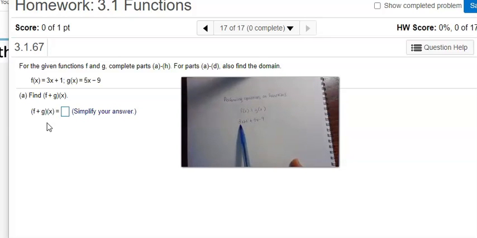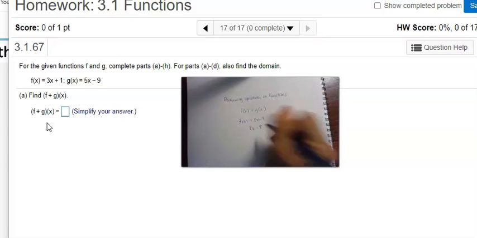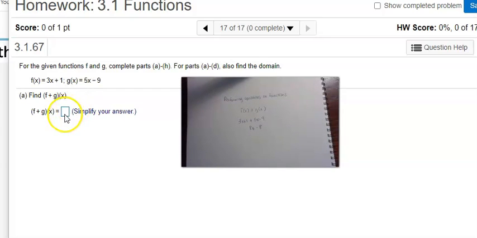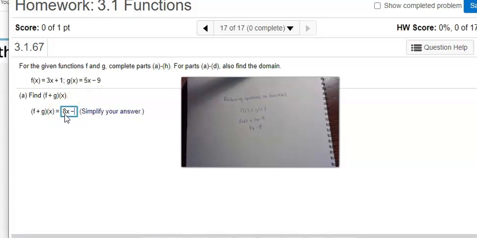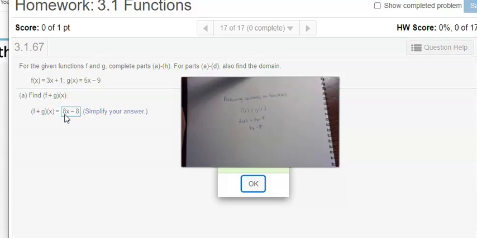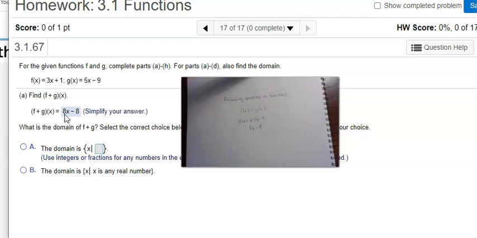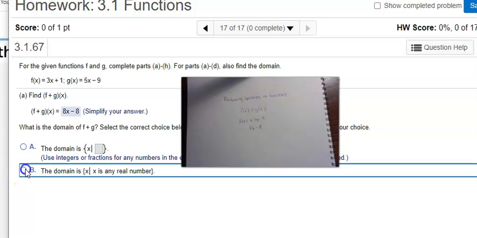So we just simply combine like terms. 3x plus 5x is 8x, and 1 plus a negative 9 would be negative 8. So this is just 8x minus 8, so we're going to put that in. Now they're going to ask us about the domain. Again, this is a polynomial function, no fraction, no radical, so this is all real numbers.